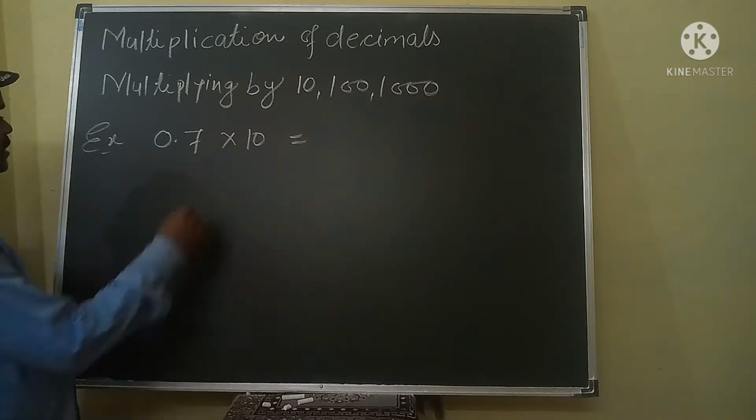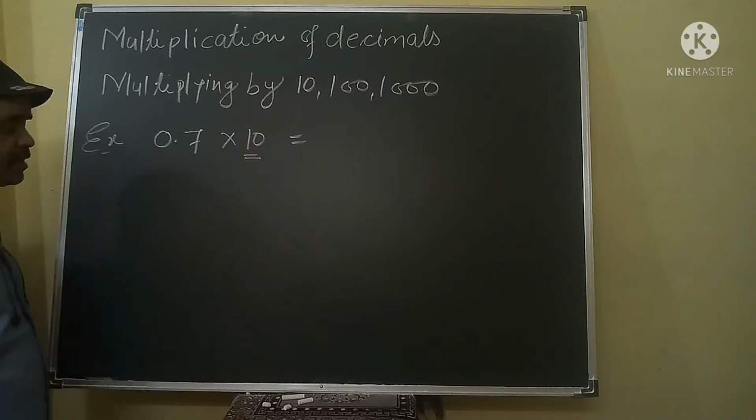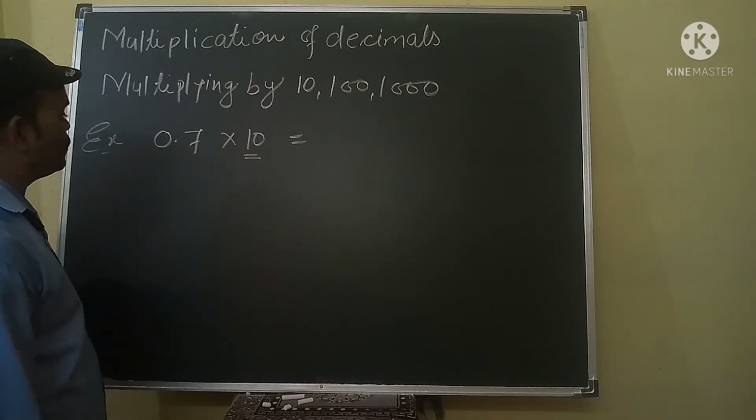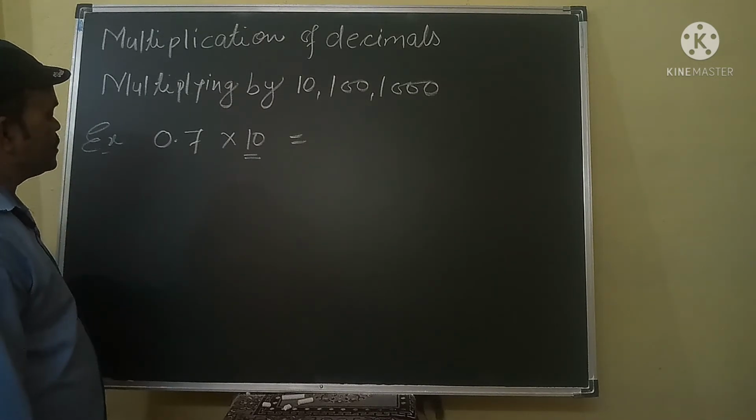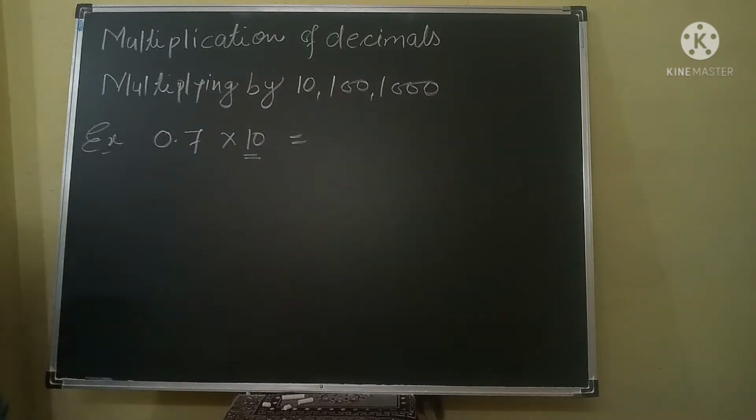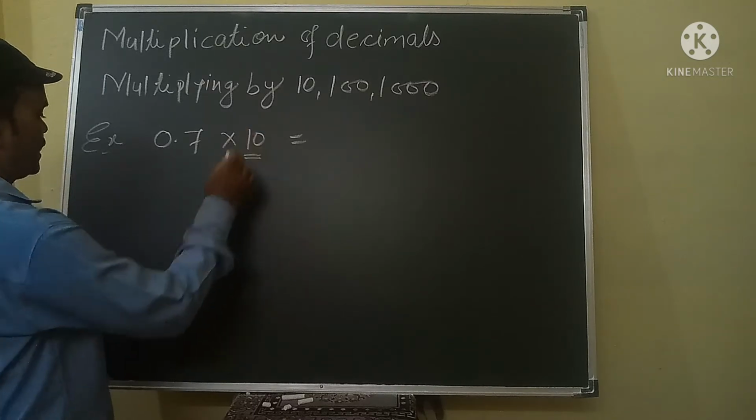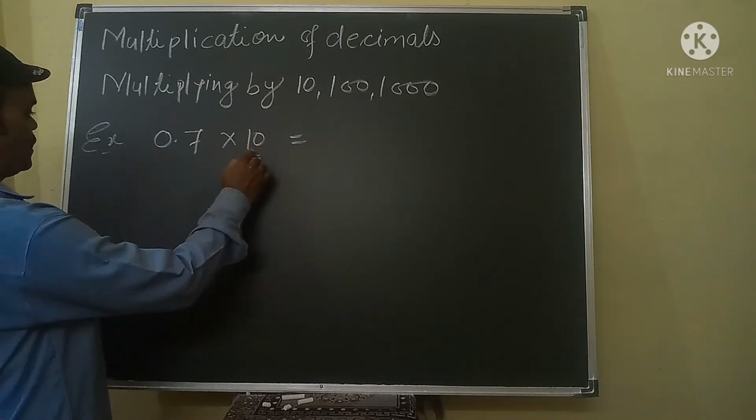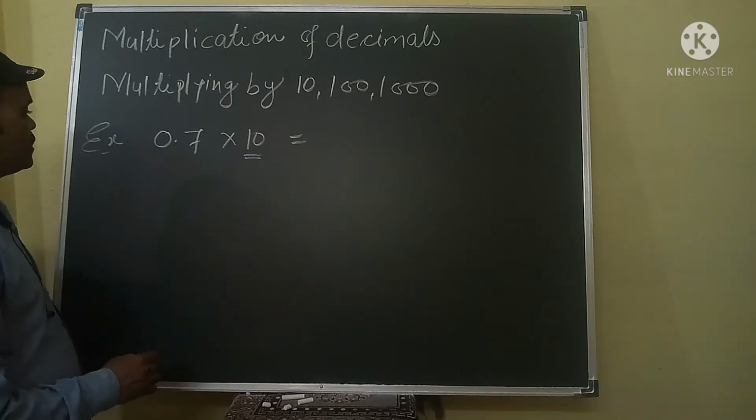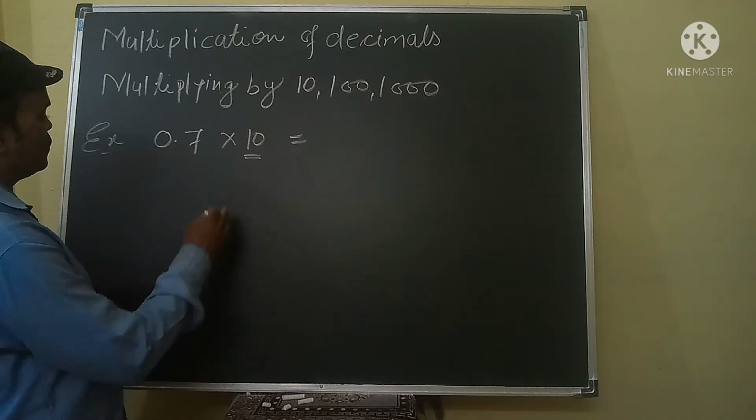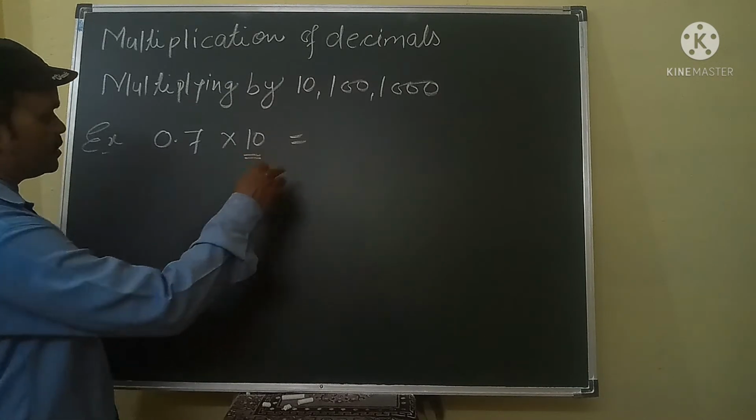So my dear student, in 10 the number of 0 is 1. So what we will do? Move our decimal point one place to the right according to the number of 0 in 10. In 10 the number of 0 is 1. So what we will do? Move the decimal point one place to the right.